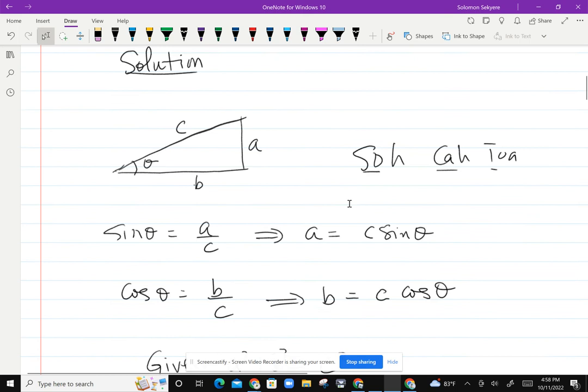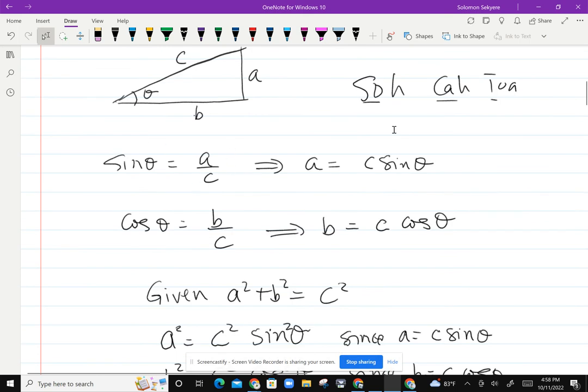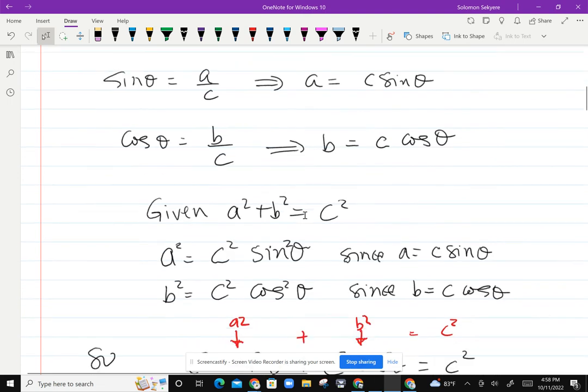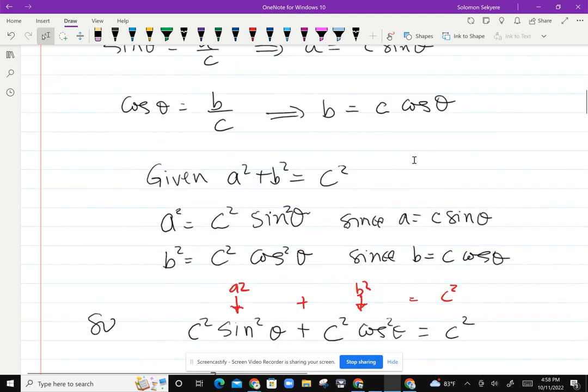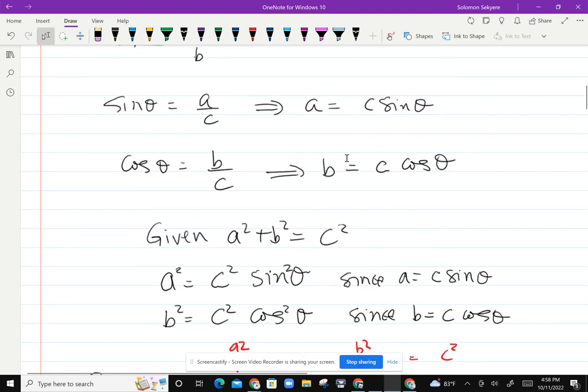Okay, so sine of an angle, we know is a over c, right? SOHCAHTOA, opposite over hypotenuse. And we know the cosine of an angle, right? So we've been given a squared plus b squared equals c squared. Now, since sine theta equals a over c, we cross multiply, and a equals c times sine theta. And then from here, b is equal to c cos theta.